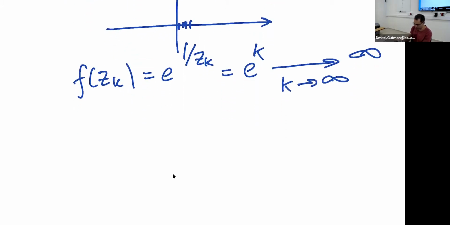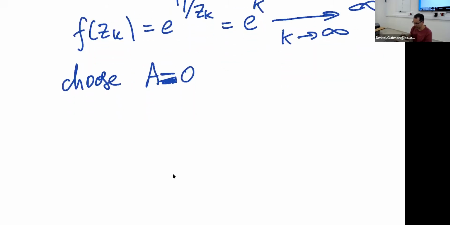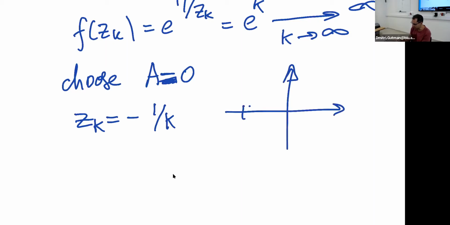Choose now another point. Let's choose a equals 0. Can we construct a series with a limiting value of the function approaching 0? The same story again, but this time let me choose zk equal to minus 1 over k. So I'm now approaching 0 again, but from the other side.